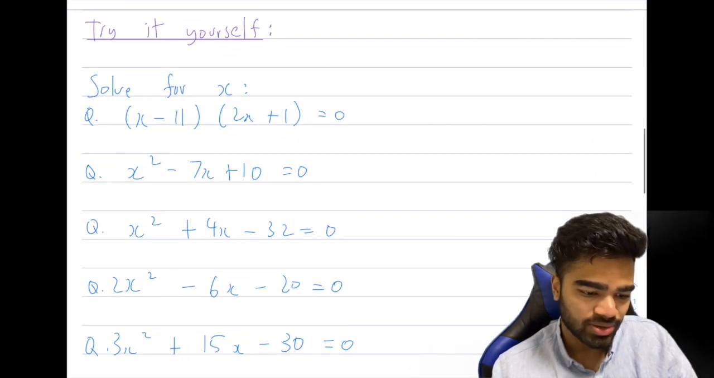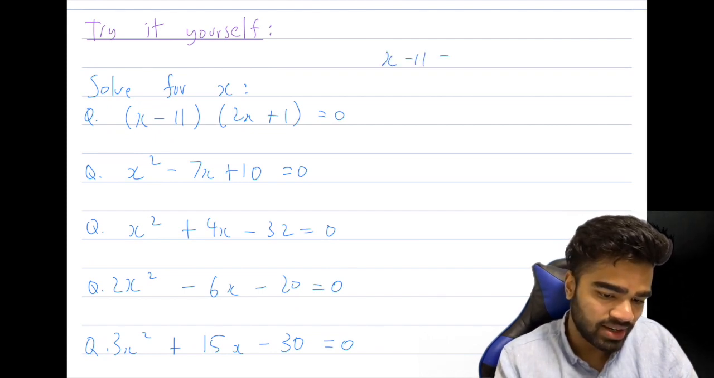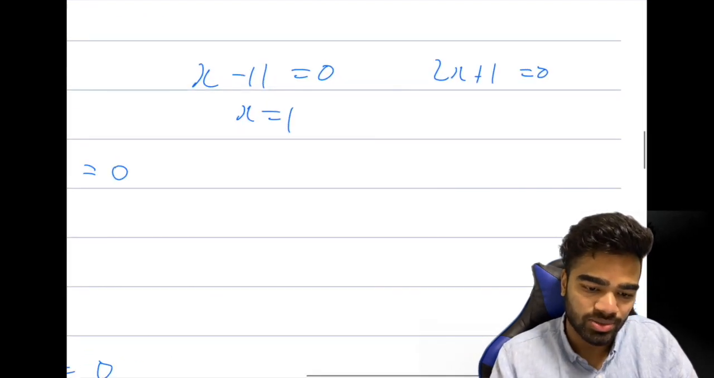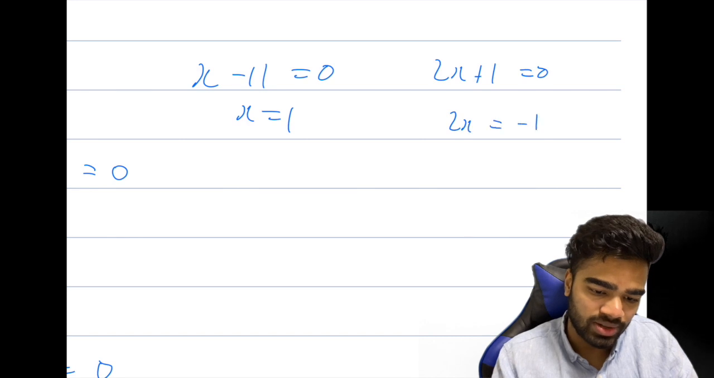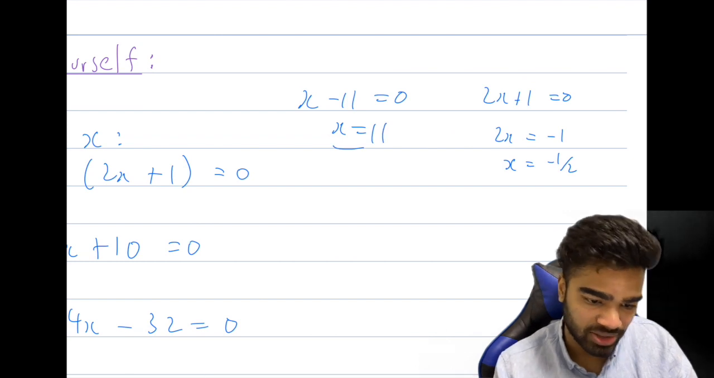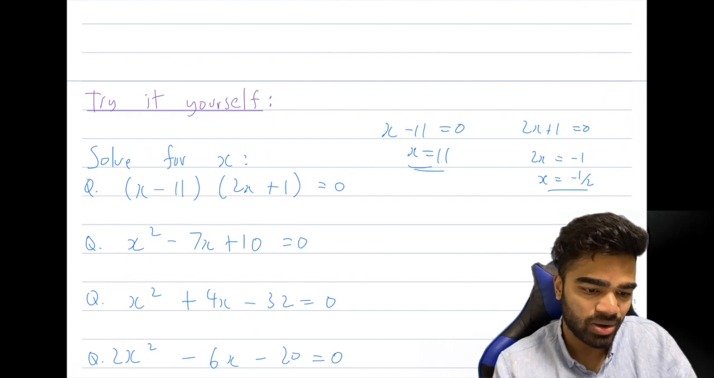So let's go through it, guys. The first one's pretty simple. You take x minus 11, make it equal to 0, and so x is equal to 11. Then you've got 2x plus 1, make it equal to 0. So 2x is equal to negative 1, x is equal to negative 1 divided by 2. So you've got your two answers: x is 11 and x is equal to negative half. So that's the answer to part 1.